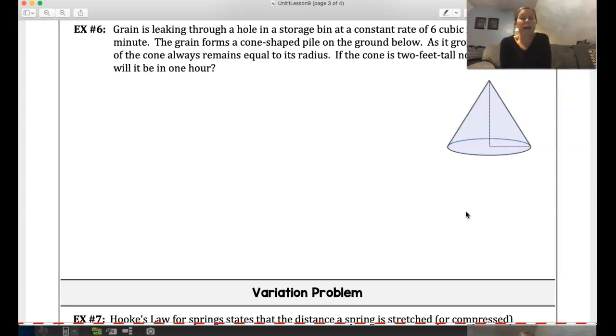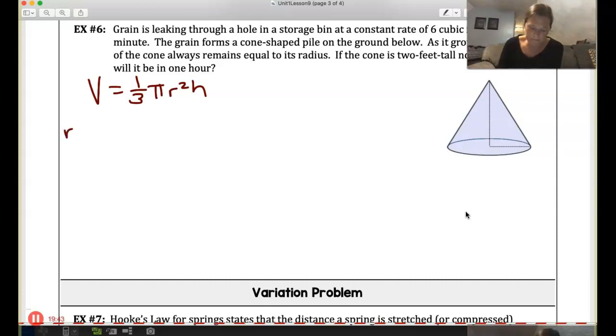So now we're going to bring back that volume formula for a cone that we used on the snow cone problem. So remember that was V is equal to 1/3 pi r squared h. Okay, what else do they tell us? That we have a constant rate, so my rate is equal to 6 cubic inches per minute. Then it's making a cone-shaped pile on the ground. As it grows, the height of the cone always remains, ooh, that's a good one. So my height always remains the same as its radius.